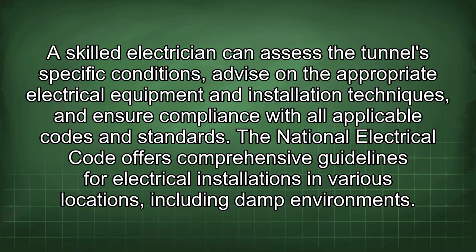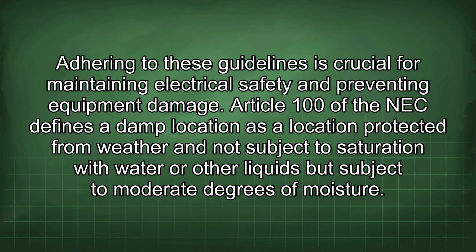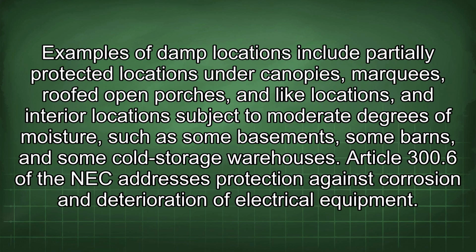The National Electrical Code offers comprehensive guidelines for electrical installations in various locations, including damp environments. Adhering to these guidelines is crucial for maintaining electrical safety and preventing equipment damage. Article 100 of the NEC defines a damp location as a location protected from weather and not subject to saturation with water or other liquids but subject to moderate degrees of moisture. Examples of damp locations include partially protected locations under canopies, marquees, roofed open porches, and like locations, and interior locations subject to moderate degrees of moisture, such as some basements, some barns, and some cold storage warehouses.